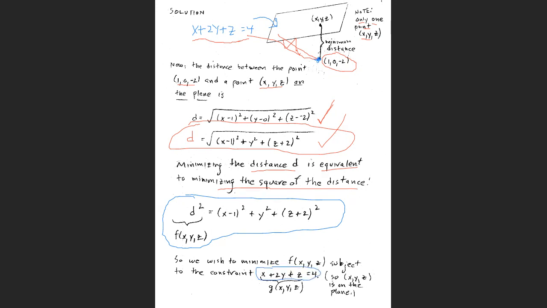That's so that this coordinate that I'm looking for, this x, y, z coordinate, is on the plane. I'm interested in the point on the plane that's closest to the point (1, 0, -2). So when you do these problems, you always have to identify the function you're trying to maximize or minimize, and you have to identify your constraint.